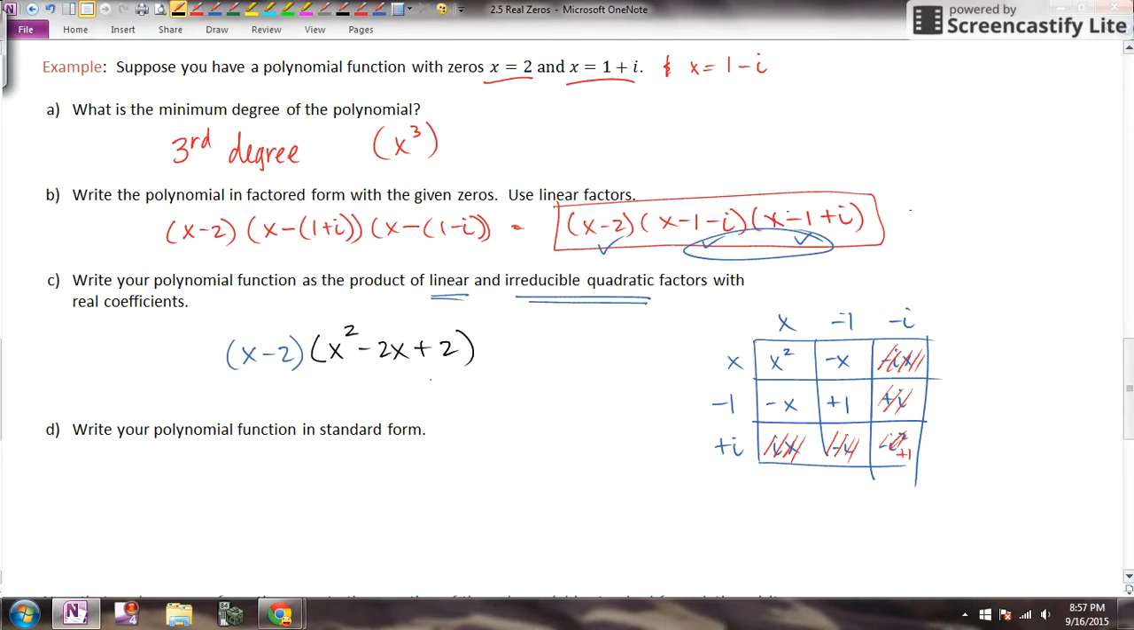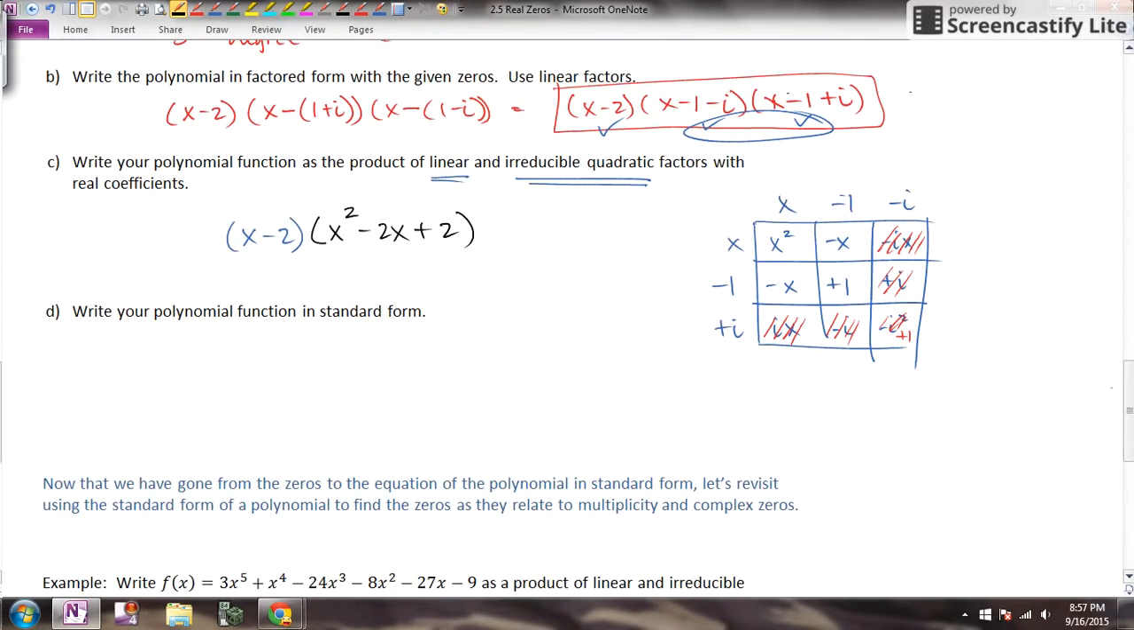Notice the i's are all gone. And that's where I'd like to get it finally factored down to. And then this last step says, hey, all right, now can you write your polynomial function in standard form? In other words, can you multiply it all out and tell me what you have? Sure can. So I'm going to go ahead and multiply the x through.